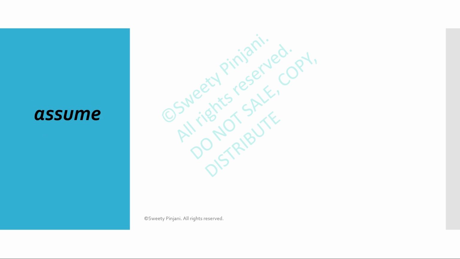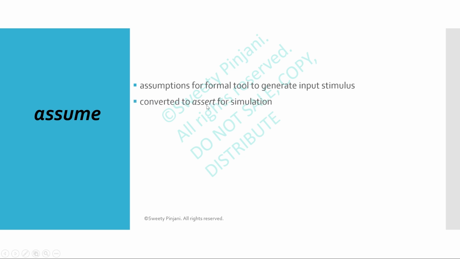Let's first see assume. Assume, the word itself means I'm assuming something. It is specifically used in formal verification, and for formal verification it will be taken as an assumption. I will assume that thing to generate my stimulus. Only with those assumptions I am going to generate my stimulus. In case of simulation, what happens? These assumptions are converted to assertions. What is assertion? What is assert? I will explain in the next slide.